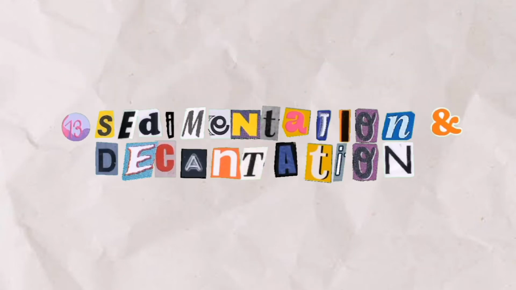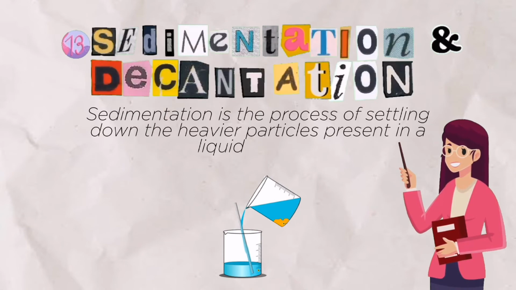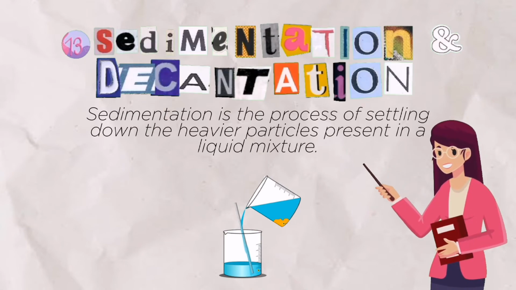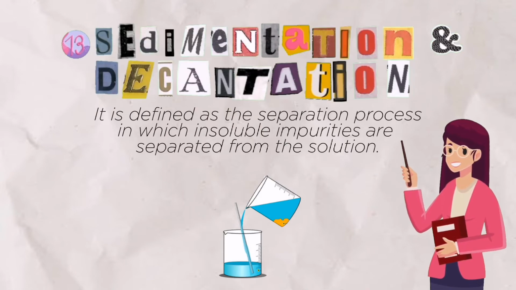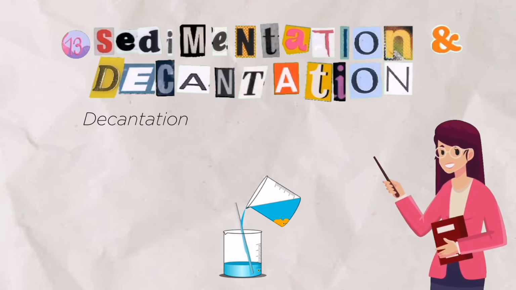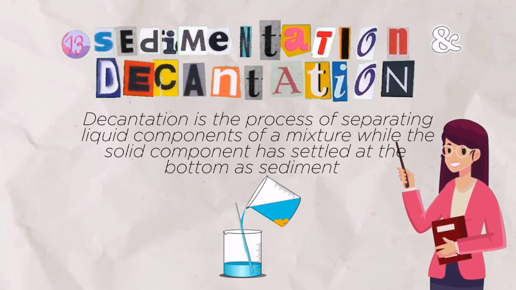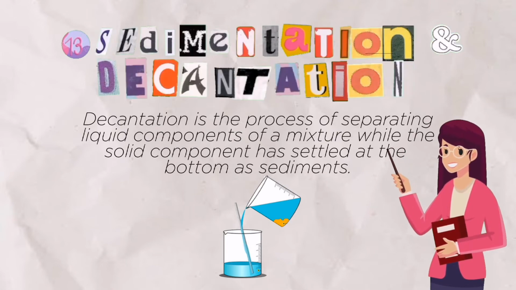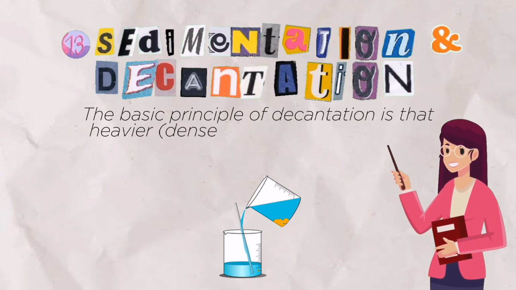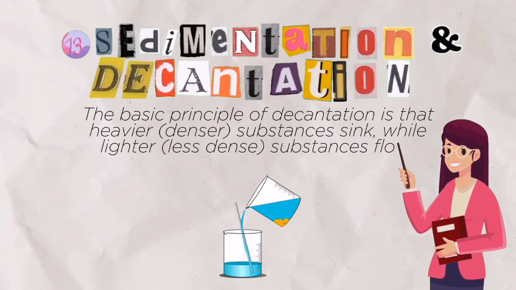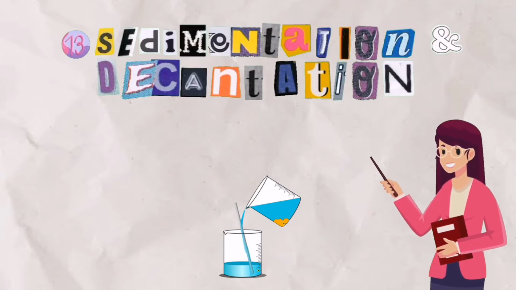Next are sedimentation and decantation. Sedimentation is the process of settling down the heavier particles present in a liquid mixture. It is defined as the separation process in which insoluble impurities are separated from the solution. Meanwhile, decantation is the process of separating liquid components of a mixture while the solid component has settled at the bottom as sediments. The basic principle of decantation is that heavier or the denser substances sink, while the lighter or the less dense substances float.